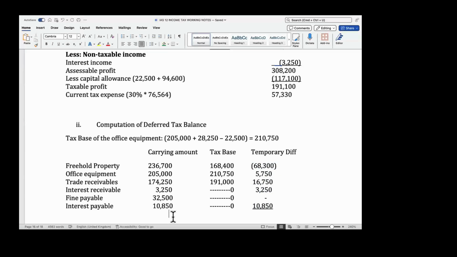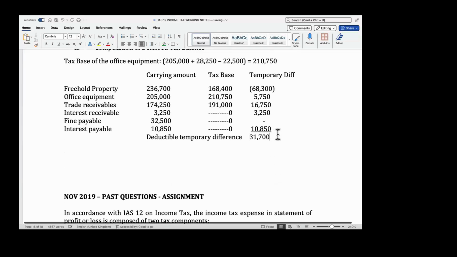We have 36,600 for the deductible. Okay, deductible is 31,700. Don't give me separately, just cumulate everything. Yes, that's the correct one. That's the correct for everything, sir.